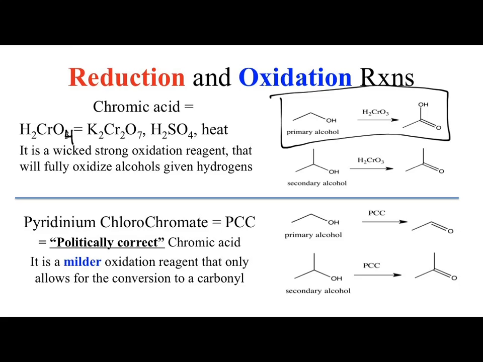Because PCC does the same thing as chromic acid, except I can also get an aldehyde instead of a carboxylic acid. So I would use chromic acid if I want to get a carboxylic acid. If I want anything else, aldehyde or ketone, I'd use PCC. PCC was just politically correct chromic acid, so it's just a little bit milder, right?